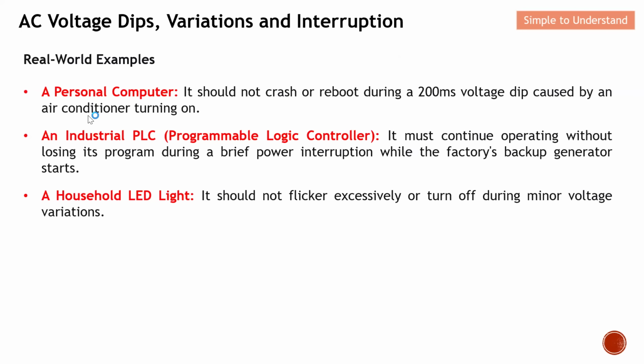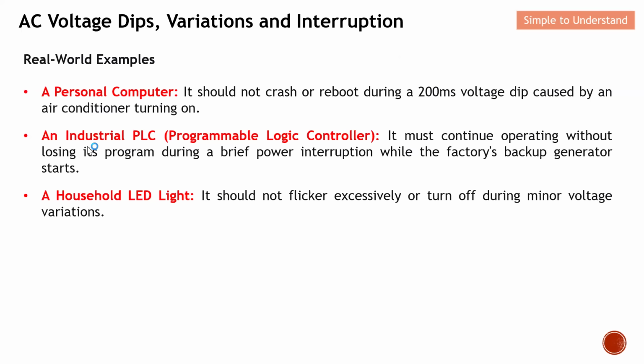Next, a very quick real world example. For example, a personal computer should not crash or reboot during a 200 millisecond voltage dip caused by an aircon turning on. This is just one example to show you. For example, you build your DUT, a computer, and you must ensure that it will not crash or reboot when the voltage dips for 200 milliseconds.